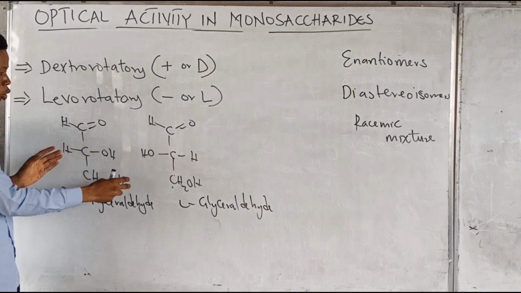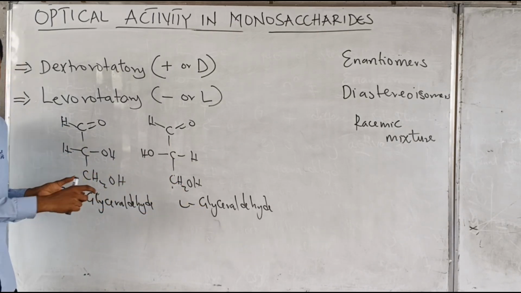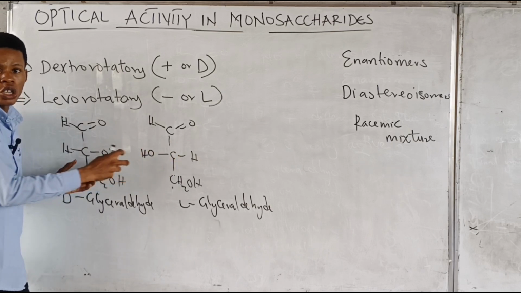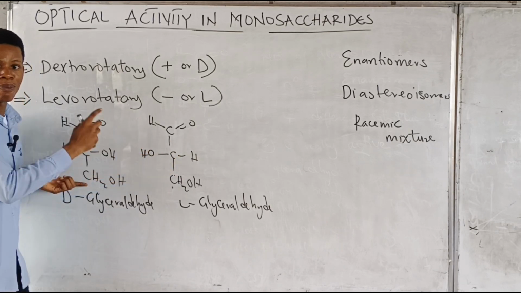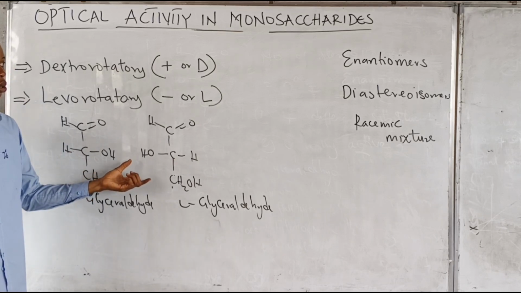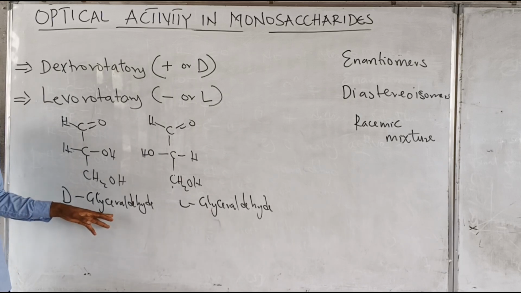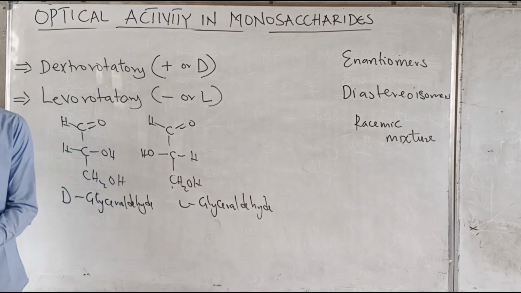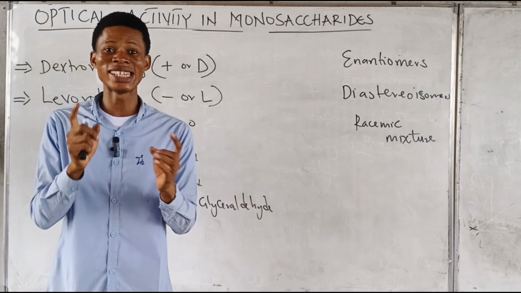right? If you keep a mirror like this, this is a mirror image of this. So a mixture of two optically active compounds that are mirror images of themselves, if you mix this one and this one that are both optically active and mirror images of themselves, we call that what? Enantiomers. So examples of enantiomers, we have D-glyceraldehyde and L-glyceraldehyde. We also have D-glucose and what? L-glucose. Why? They are both optically active and they are what?